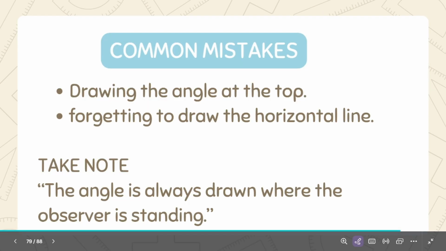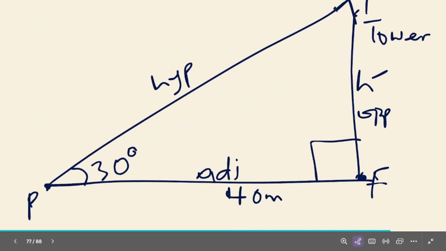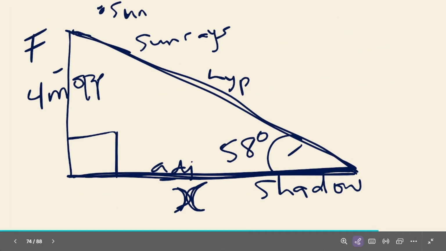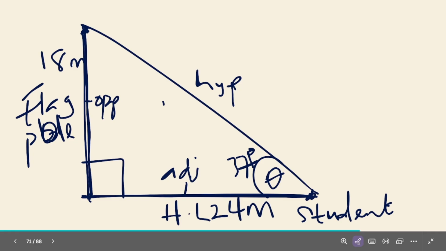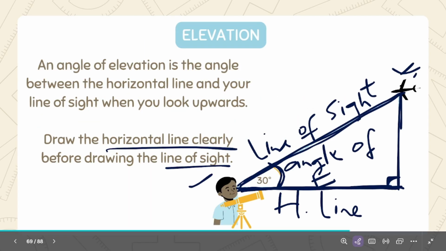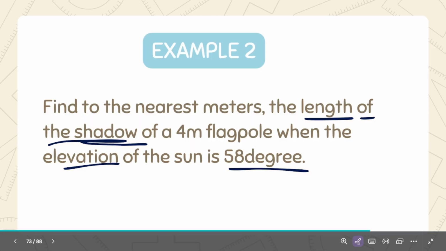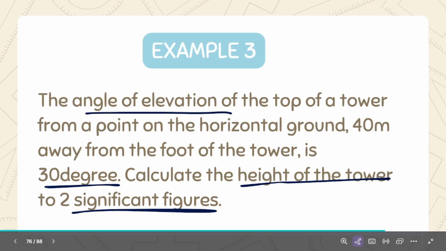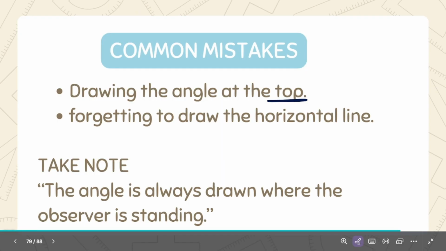Now, a common mistake students make is that because you hear angle of elevation, you mostly think the angle will be at the top. No, the angle is not at the top. As explained here, the angle is always here. When you put it at the top, it's no longer angle of elevation. So please take note that in elevation, the angle is drawn at the bottom, not at the top.